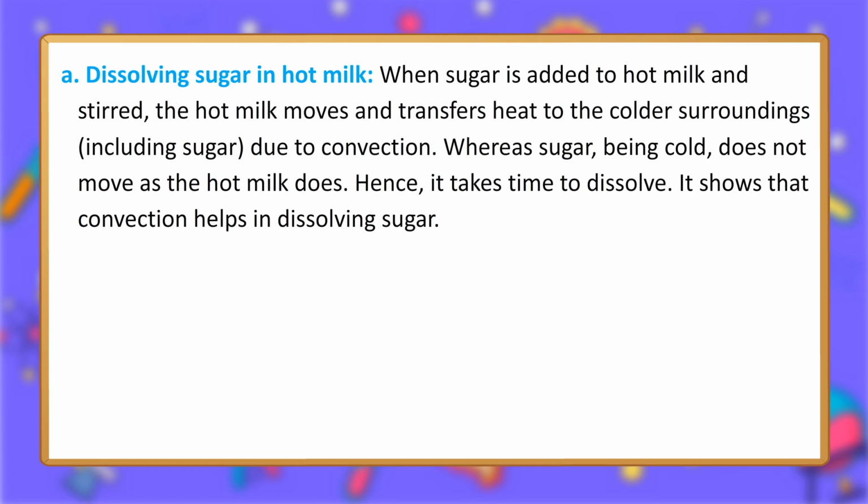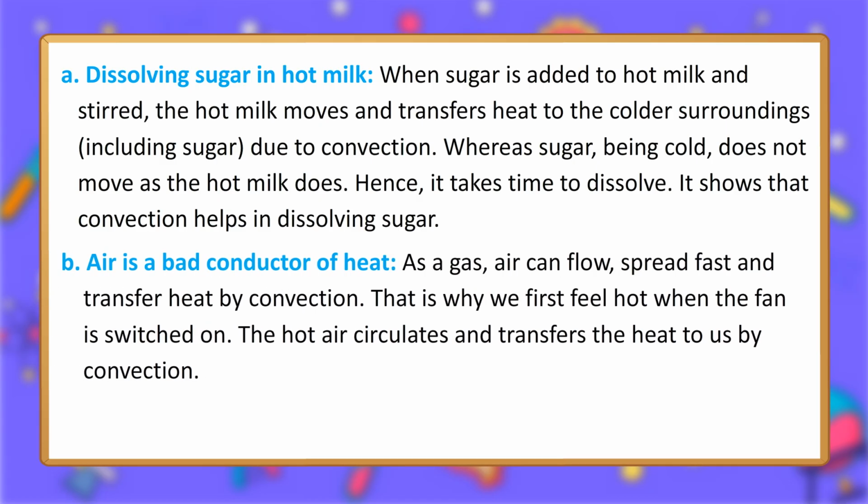Examples. A. Dissolving sugar in hot milk. When sugar is added to hot milk and stirred, the hot milk moves and transfers heat to the colder surroundings, including sugar, due to convection. Whereas sugar, being cold, does not move as the hot milk does. Hence, it takes time to dissolve. It shows that convection helps in dissolving sugar.